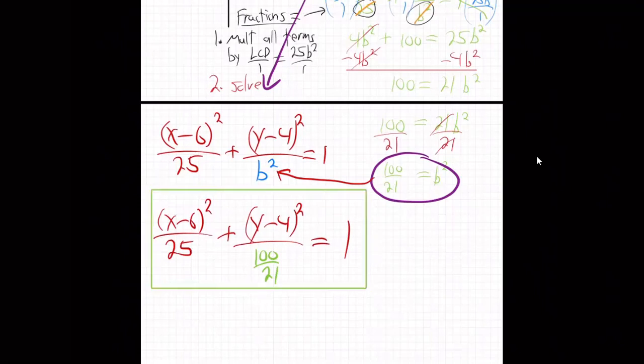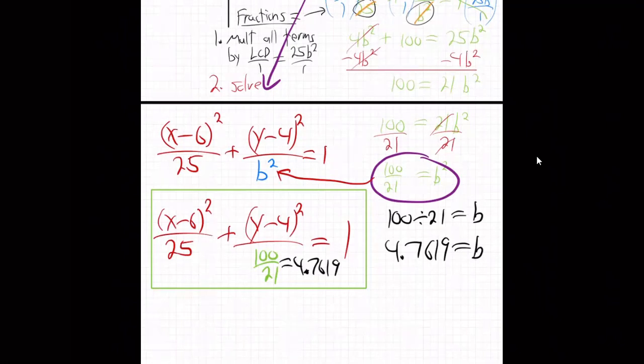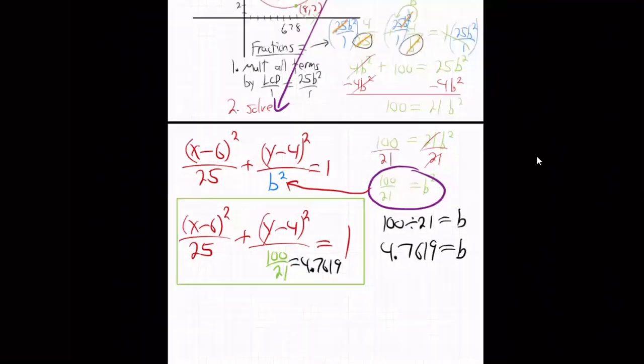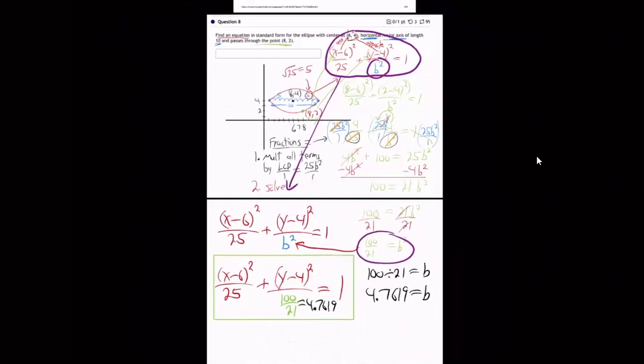It'll take it, though. You can type it in just like that. Or you could also just calculate this on your calculator if you want. Just take 100, divide by 21. If you want to get a decimal, it'll take that too. I tested them both. It'll take 4.7619. So either the decimal or the fraction, either way, there it is. We found the equation of that ellipse. That's what they want you to type in.